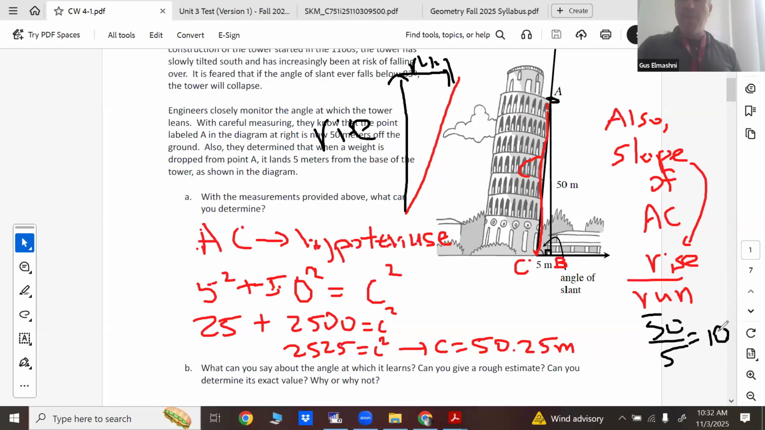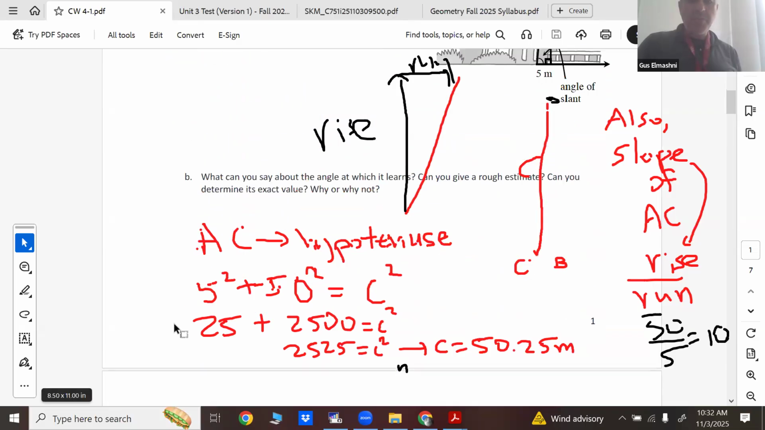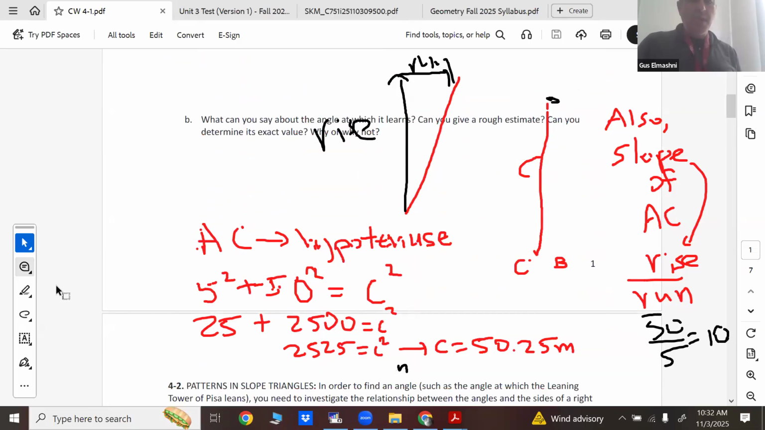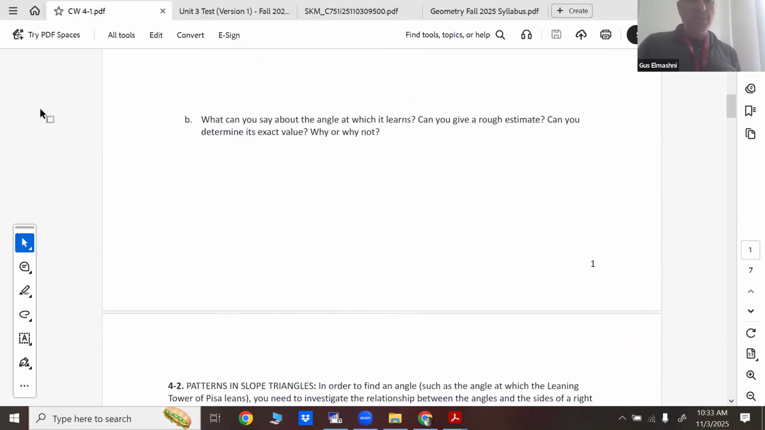And if that slope gets smaller, then we have a problem, right? Because then it's going to probably fall over. So what can you say about the angle at which it leans? Can you give a rough estimate? Well, it's definitely not 90 degrees. Can you determine its exact value? So what can you say about the angle at which it leans? Close to 90, but not exactly.